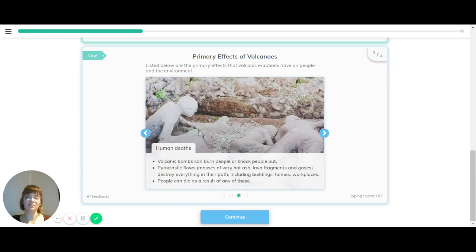Now, there are many ways that people could die, unfortunately, as a result of volcanic eruptions. So volcanic bombs can burn people and knock them out. Pyroclastic flows, which are masses of hot ash, lava fragments and gases that destroy everything in their path, including buildings, homes and workplaces, can cause people to die.